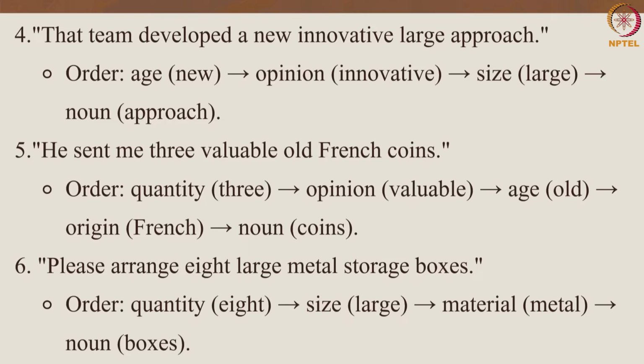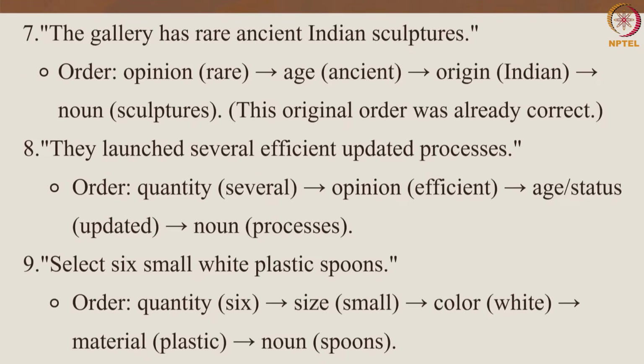So, that's the order. Number 7, the gallery has rare ancient Indian sculptures. So, you have the opinion, rare, age, ancient, origin, Indian, and noun sculptures. So, original order was correct. Number 8, they launched several efficient updated processes. Quantity, opinion, age, noun. So, they launched several efficient updated processes.